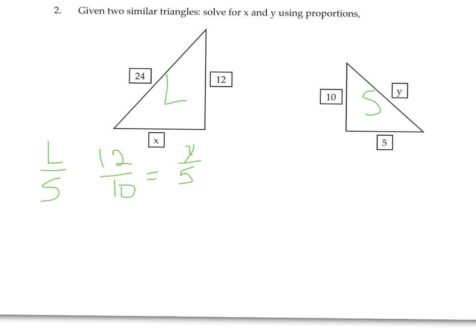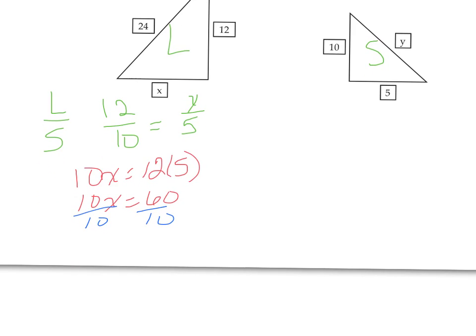And then we'll use the cross products. So 10 times x equals 12 times 5. When we simplify that, that's 10x equals 60. We divide by 10 to isolate that x, and we get x equals 6. So we know that x equals 6.